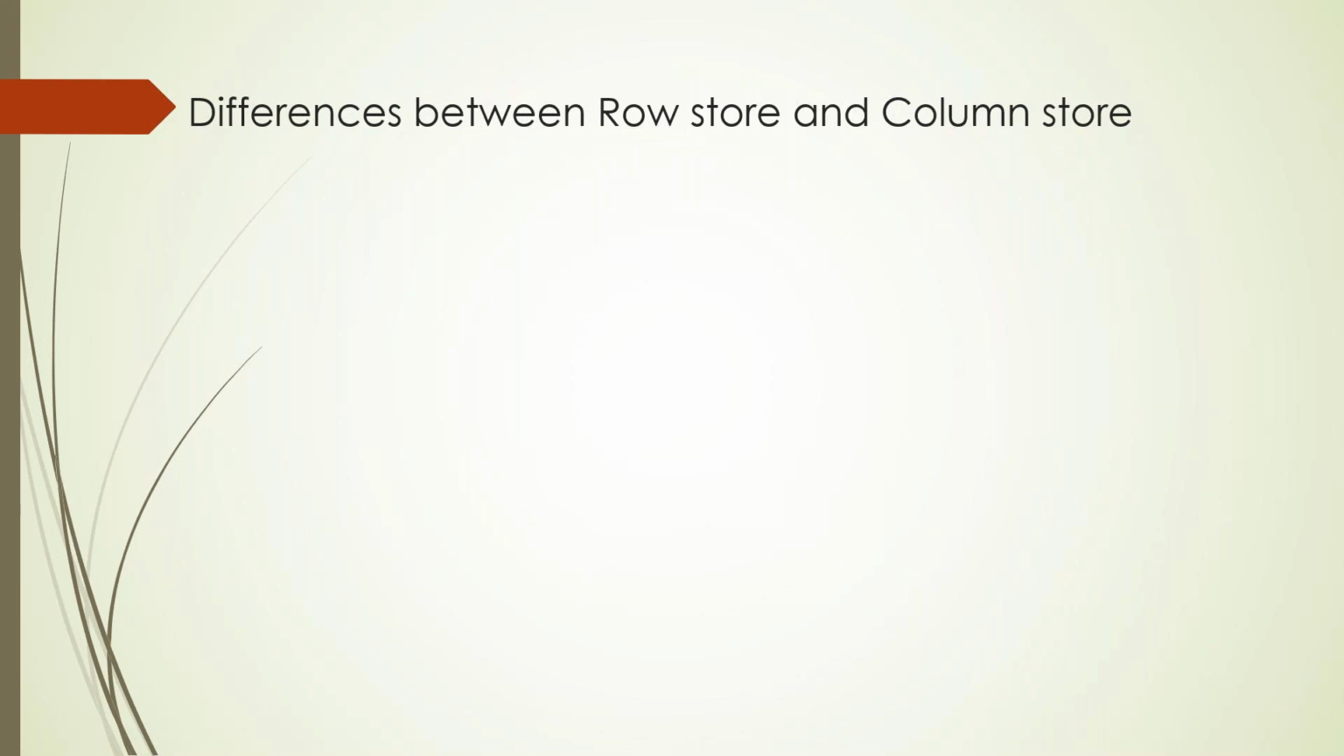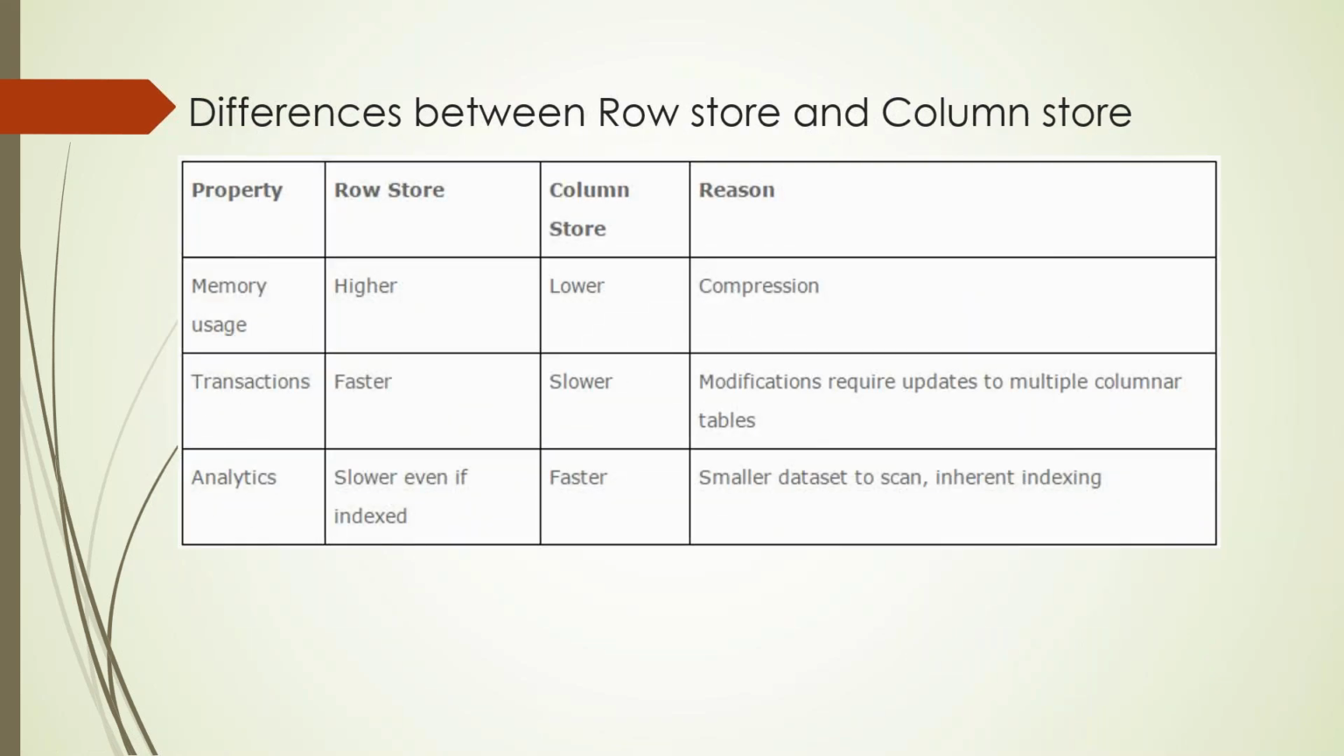So, the difference between row store and column store. The memory usage is higher in the row store and lower in the column store, because for column store tables we get a very good compression ratio, whereas in the row store we do not get a good compression ratio. That's the reason the memory usage for column store is lower. Transaction, that is writing, is faster in the row store, whereas in the column store it is slow. Analytics, meaning reading, is slow in the row store and faster in the column store.